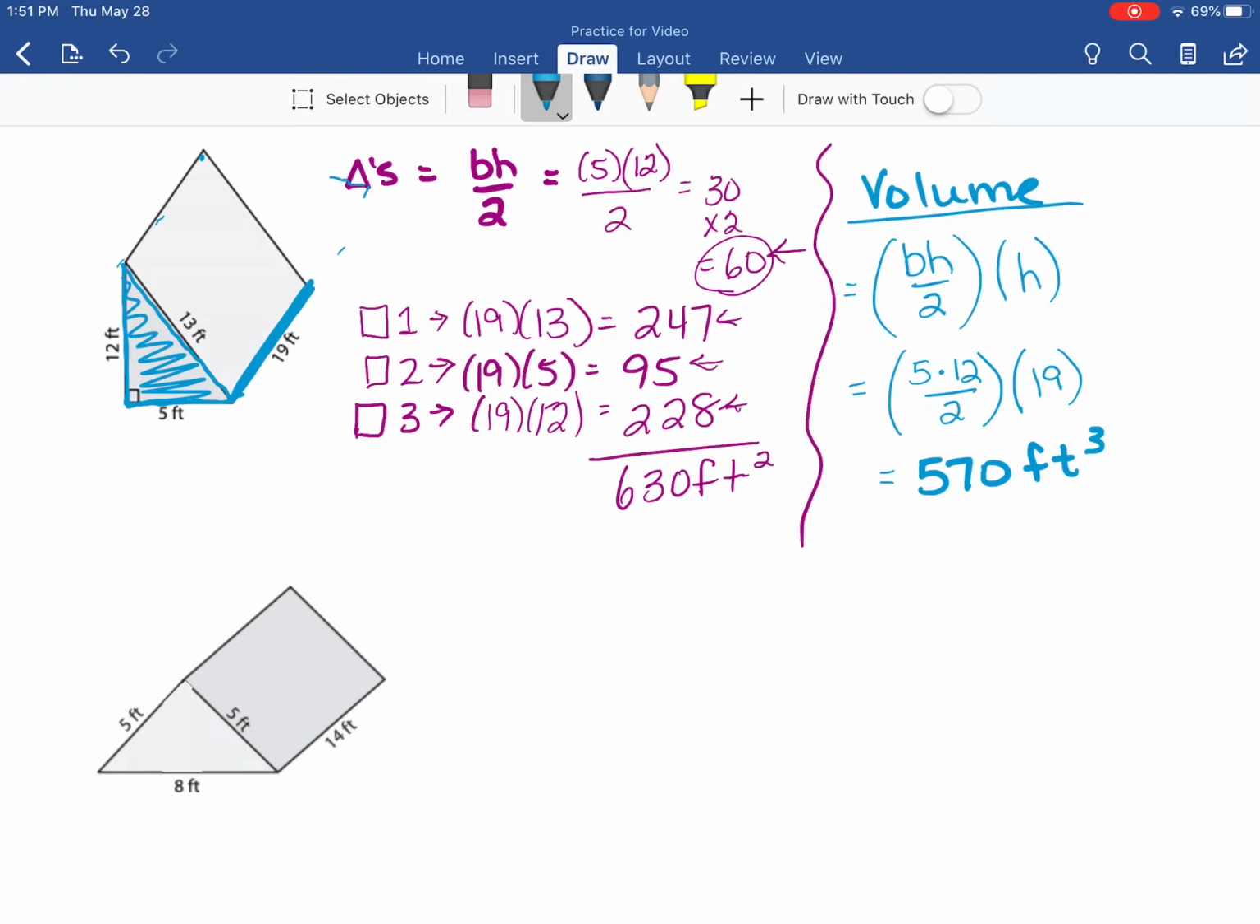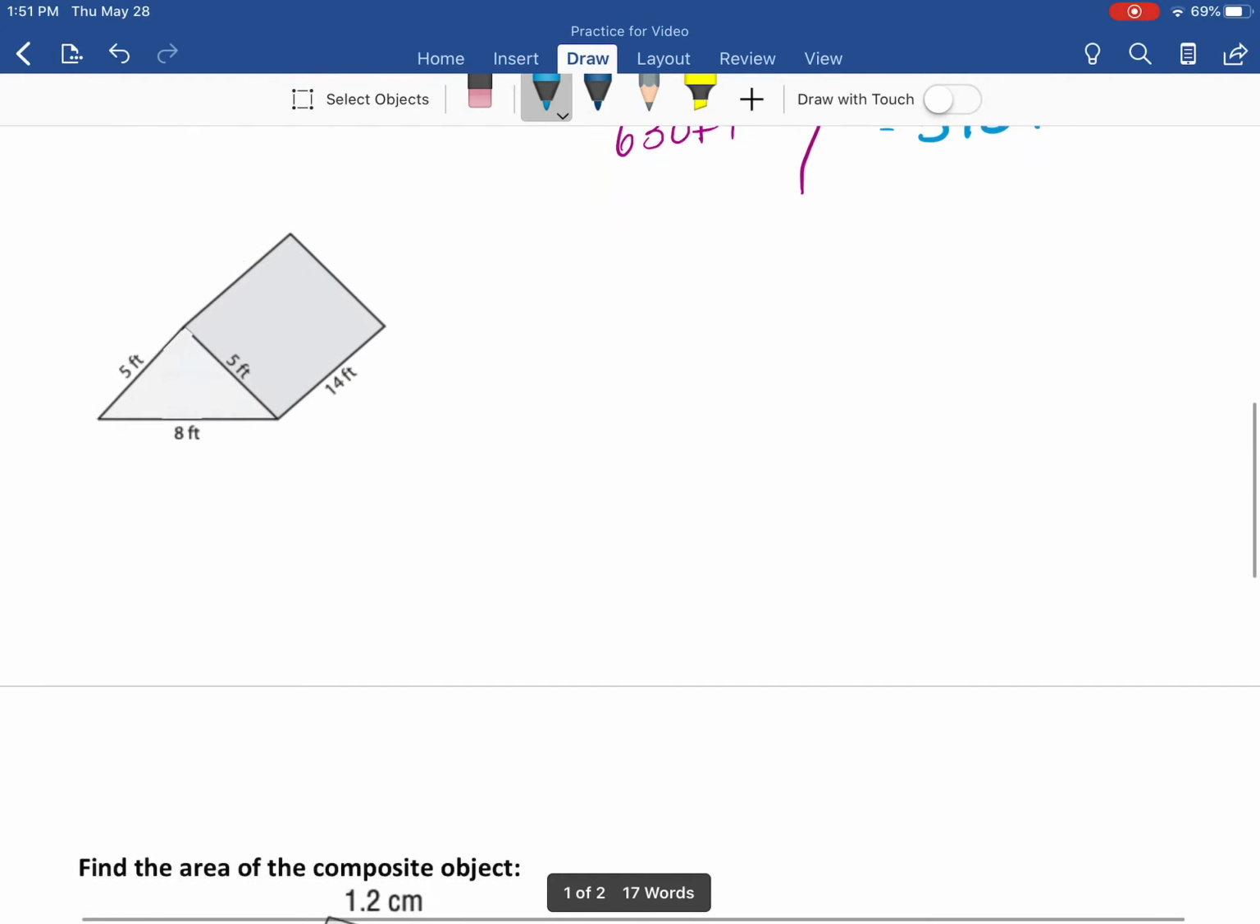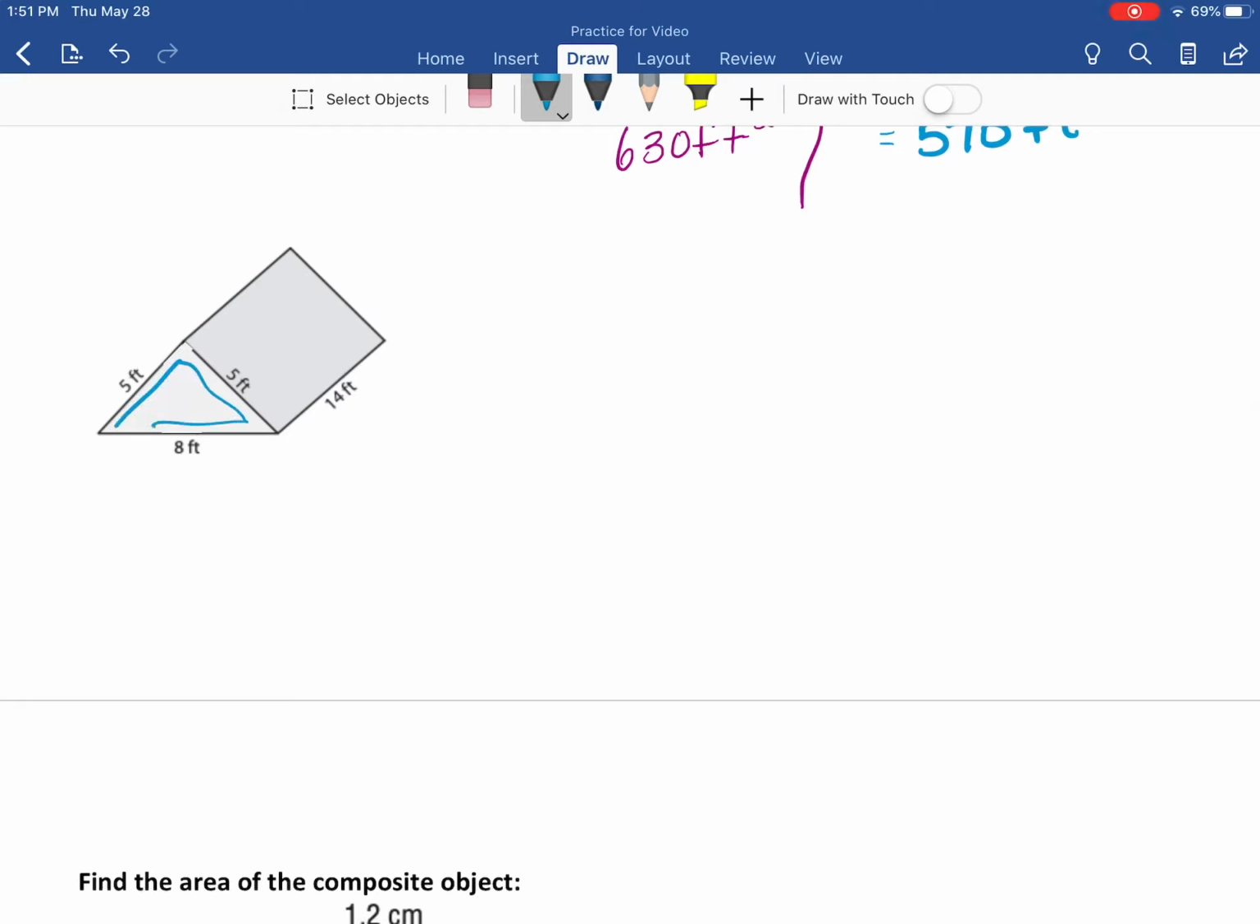Now, why is this next triangular prism a little bit different? Well, same idea. I still have a triangle on the front and on the back, and then I have 1, 2, 3 rectangles. The difference here is that in order to find the area of my triangle, base times height divided by 2, the base of a triangle is obviously the bottom, but the height of a triangle is the distance from the top to the bottom where they meet at a 90-degree angle. This right here is the height, and I don't know that number in this question.